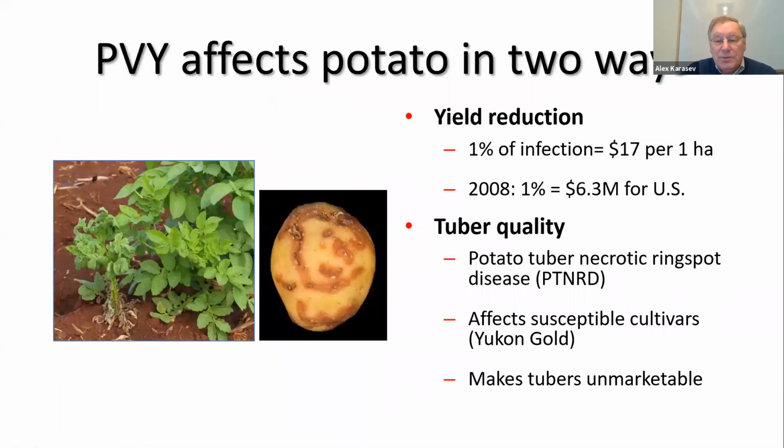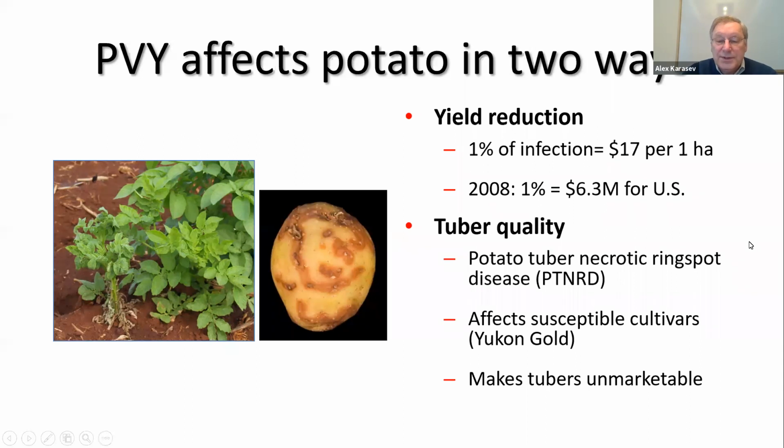So this is how the symptoms of potato virus Y look. In the foliage on the left, you can see this mosaic and leaf drop that can be seen in infected potato plants. And on the right, you can see a picture of a tuber displaying potato tuber necrotic ringspot disease. So there are two ways this virus affects potato. First of all, it reduces yield of tubers, sometimes very significantly. It may be up to 70% reduction in yield. And also an additional damage comes from the effect on tuber quality.